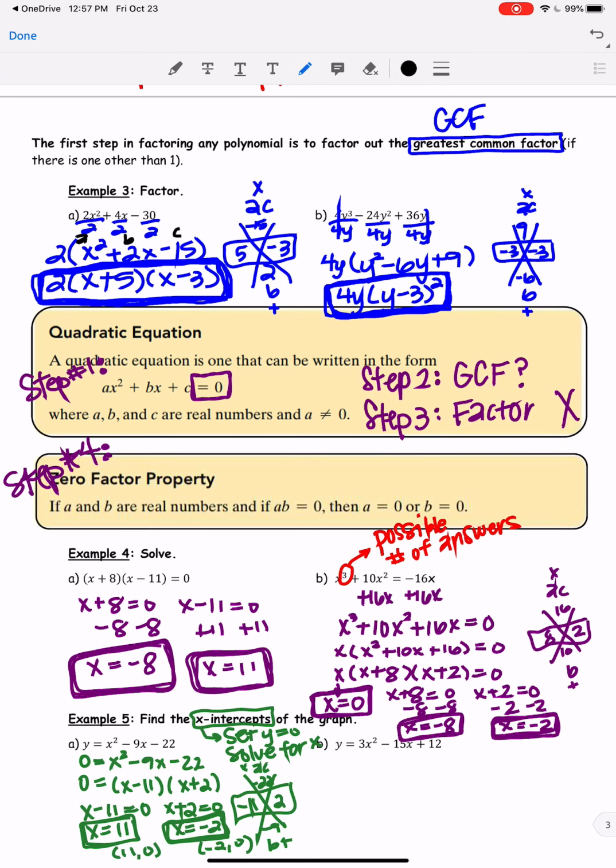And what you have found is that when you have a parabola, it is telling you where it crosses the x-axis, the x-intercepts. So now this point is at negative 2, and this point here is at 11.